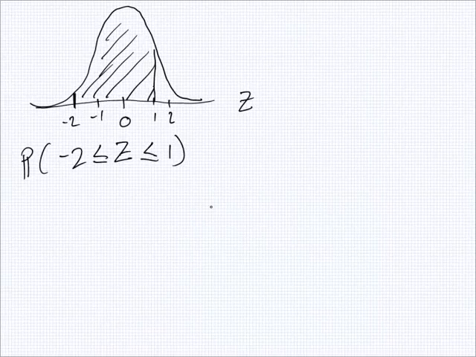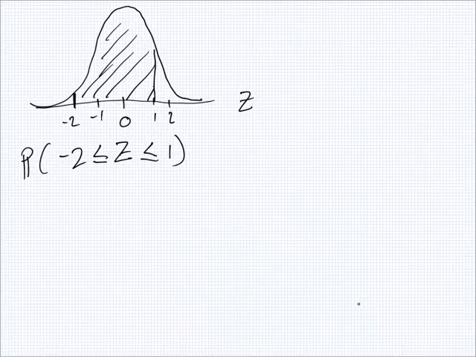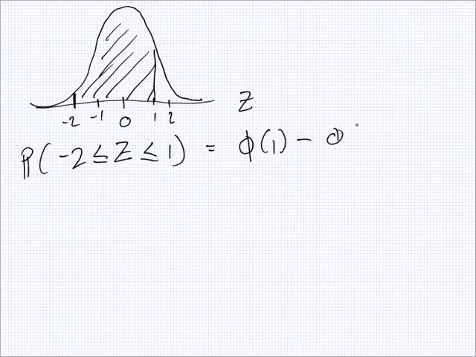Yeah? 0.8641. Seems believable. I would have thought that seems about right. Not quite? 8.1, and you got 8.6, was it? Small difference. Let's have a look. Okay, so this one here will be the area to the left of 1 minus the area to the left of minus 2. Yeah. Now this is good.